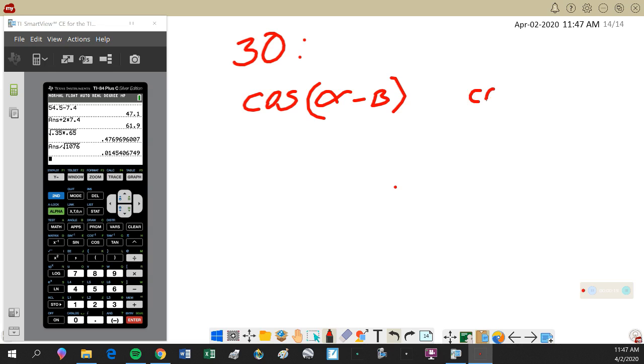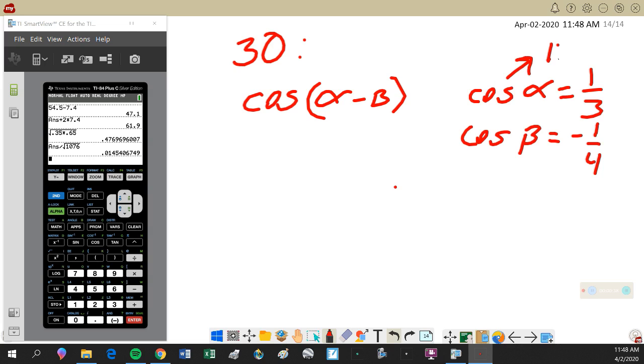if the cosine of alpha is 1/3 and the cosine of beta is -1/4, and the terminal side of alpha is in quadrant 4, and the terminal side of beta is in quadrant 2. Now this seems really complicated, but it's not.